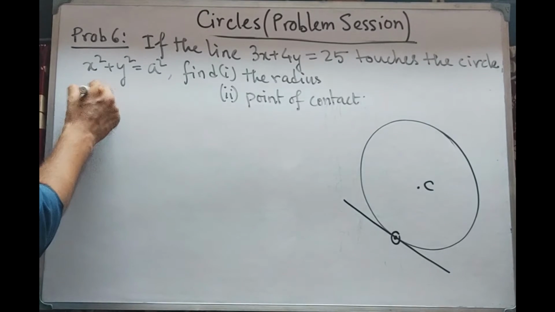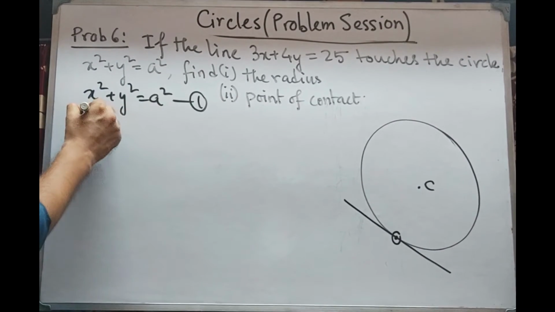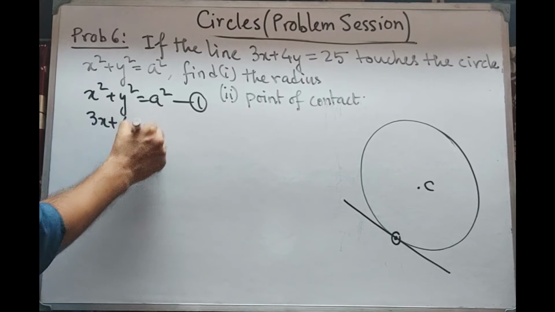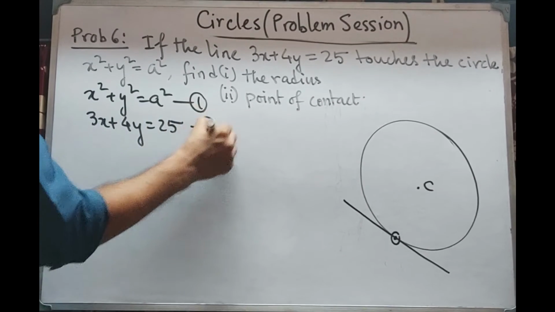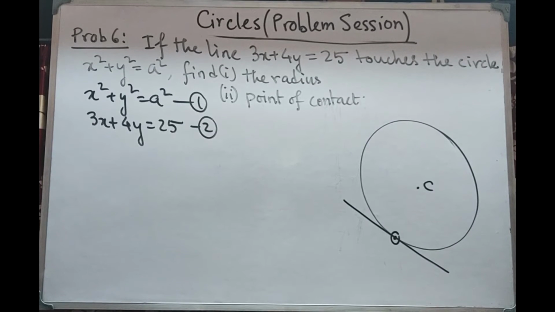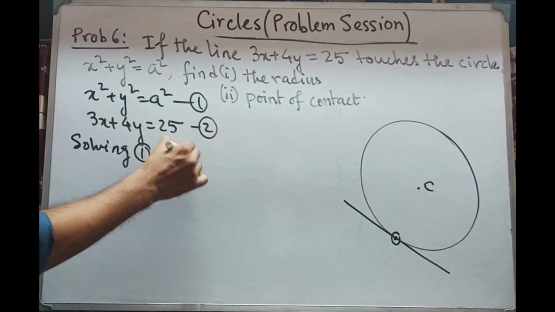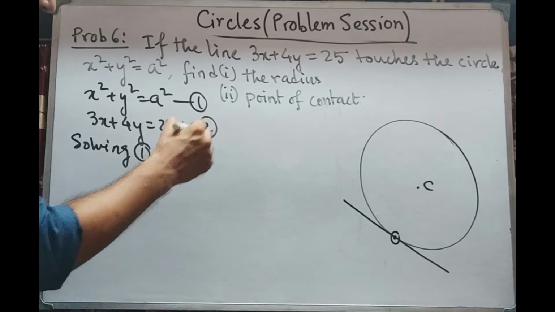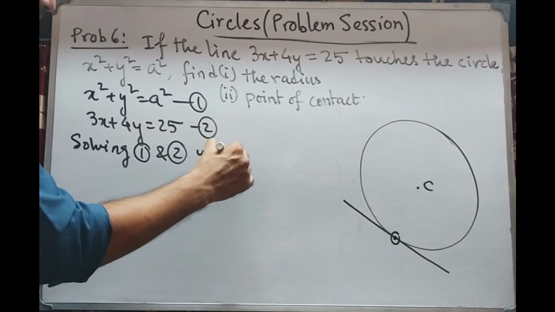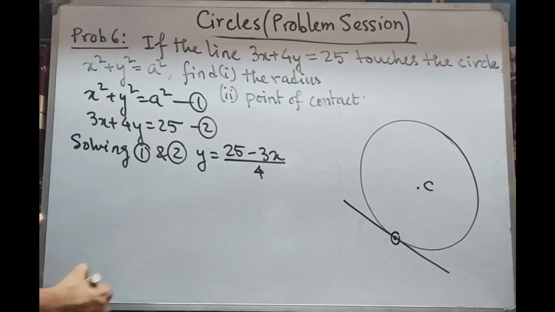So let us just mark it with numbers. x square plus y square is equal to a square. This is 1, and 3x plus 4y is 25. This is number 2. So we are putting the value of y in the first equation. So solving 1 and 2, what we can say is that y is equal to (25 minus 3x) by 4.